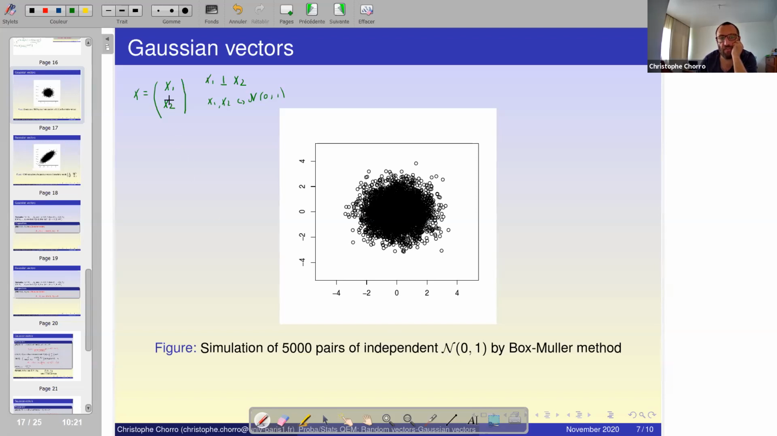And the way I have generated a pair of independent N(0,1) is what we call the Box-Muller method. That is, if I remind, a little exercise in the list 5 of exercises, okay? So just maybe have a look at this.